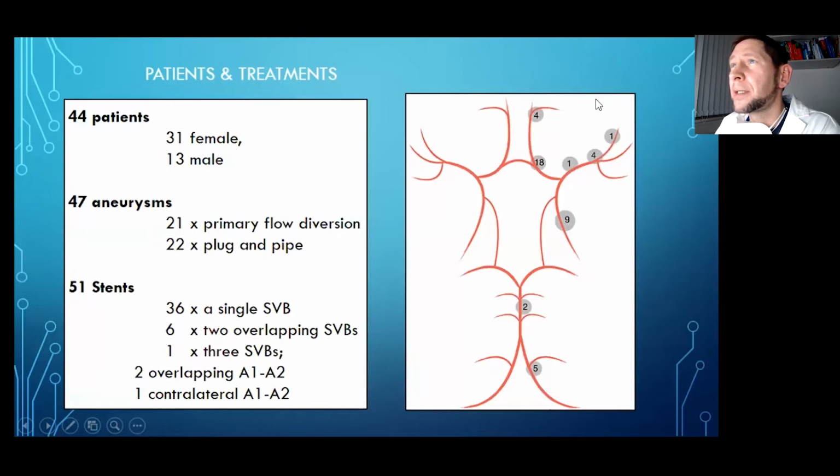So here you can see the distribution of Silk Vista babies at the different locations. Here we have 5 cases of vertebral artery PICA aneurysms. We had 2 basilar aneurysms. We had 9 ICA aneurysms. We had a large majority of 18 ACOM A aneurysms, 4 pericallosal aneurysms, and 5 MCA aneurysms.